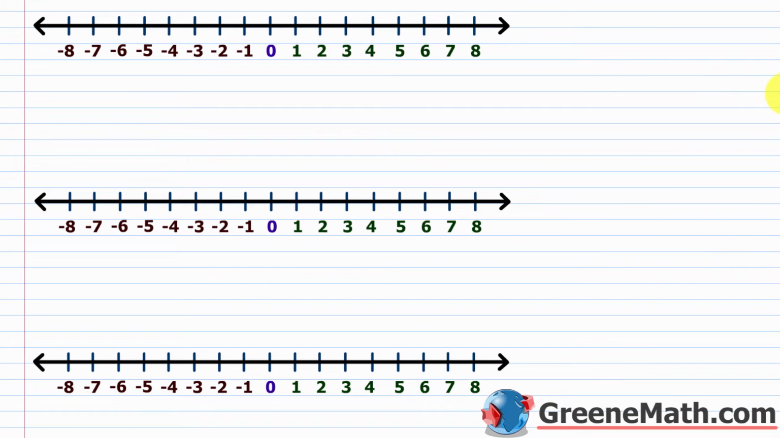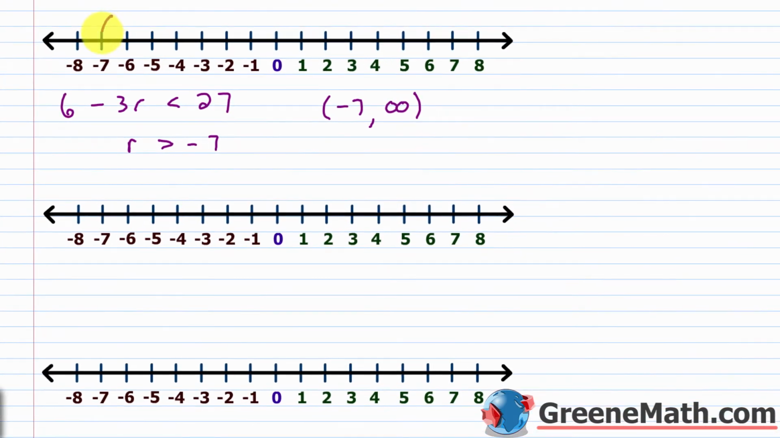All right, for the first one, and let me just write it out here. We had 6 minus 3r is less than 27. We found that for this one, r was greater than negative 7. So in interval notation, what does that look like? Well, it looks like this. You'd have a parenthesis to say that negative 7 is not included, a comma, and then you'd have an infinity symbol with a parenthesis next to that. So that's interval notation. Graphically on the number line, at negative 7, it's not included. I'd put a parenthesis to show that. And then I would shade everything going to the right, including that arrow.